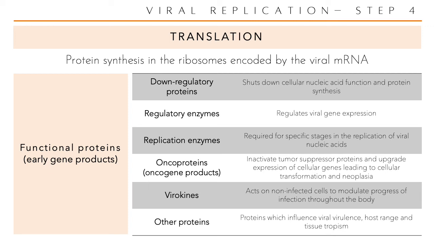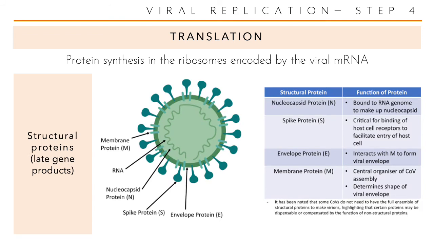Virokines, which act similar to cytokines, okay? But it modulates the progress of infection, meaning it affects more the infected cells rather than the non-infected cells. And other proteins which influence the viral virulence, host range, and tissue tropism. After these functional proteins are produced, the structural proteins naman. These are the proteins which make up the capsid, the envelope glycoproteins, such as what you can see here in the SARS-CoV-2 virion particle.